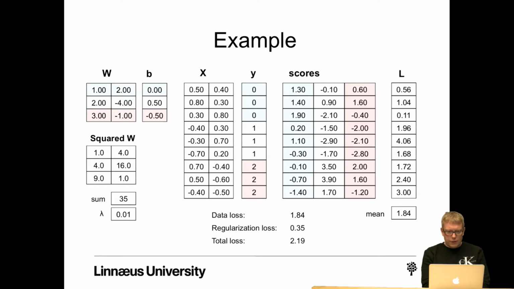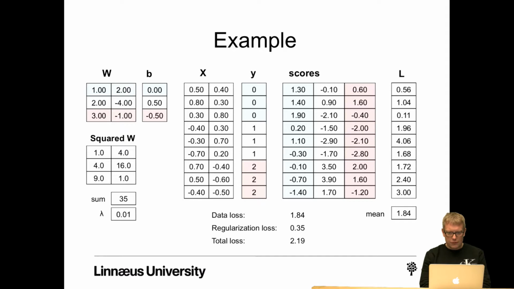And we can calculate the score for each of the input examples. I've modified it a bit, so each input example corresponds to a row in the scores matrix here. The first row is 1.30, minus 1.10, and 0.60, and we can just do the matrix multiplications plus the biases, and then we will get these scores. And the loss in this case is 0.56.